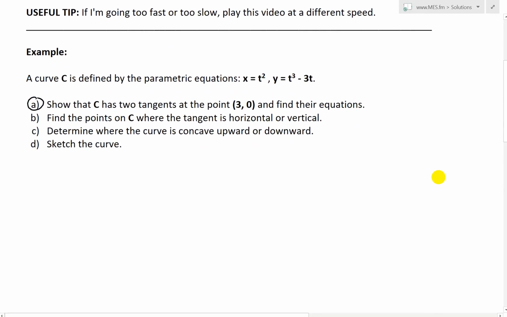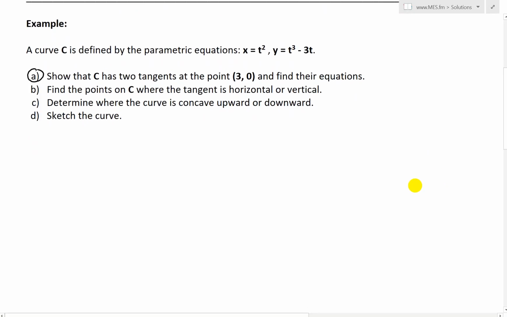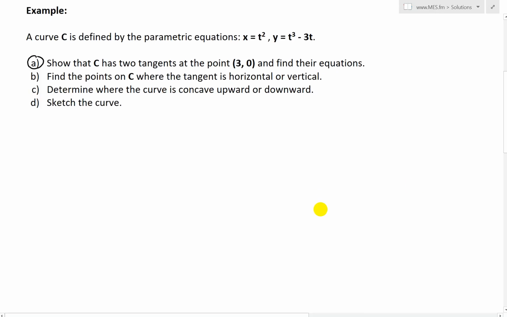In part A it states, show that C, the curve, has two tangents at the point (3, 0) and find their equations. And remember, a tangent is just a line that is tangent to the curve at a point on the curve. Later on in this video series, I'll go further into it and sketch the curve.